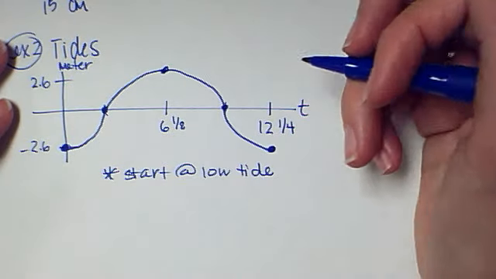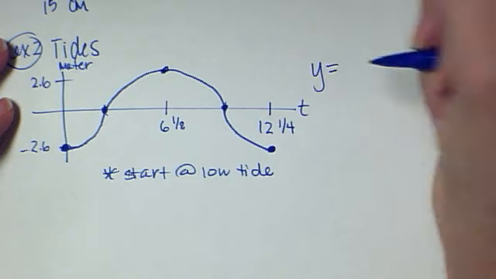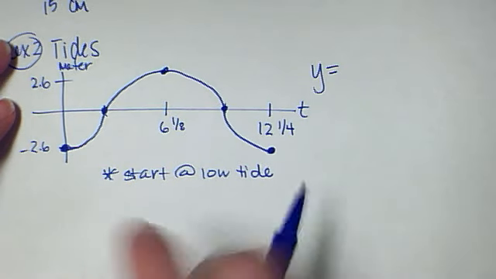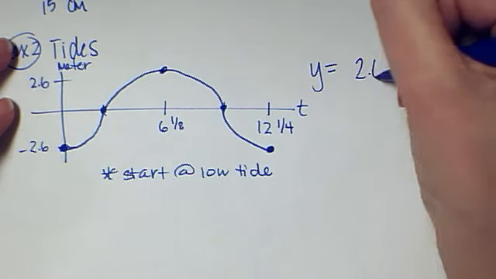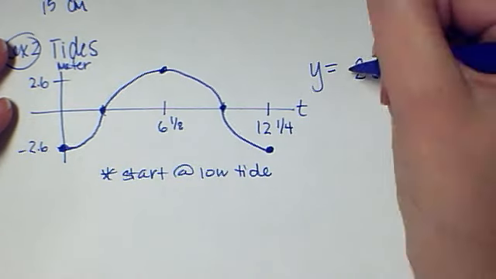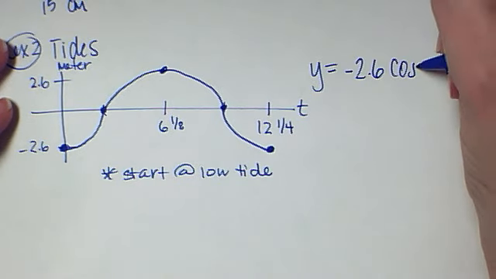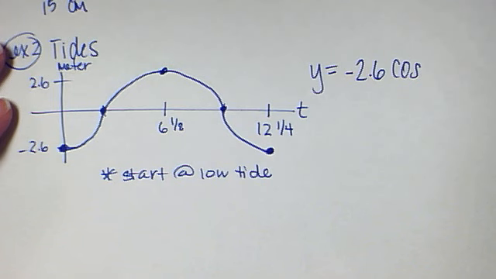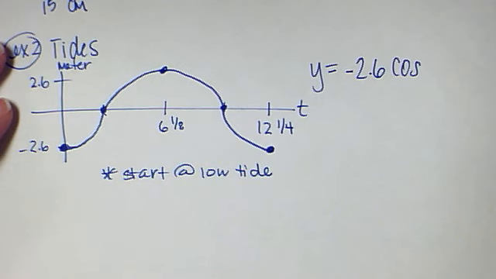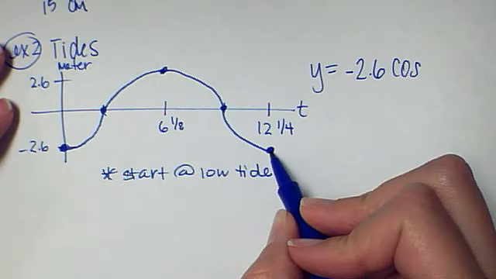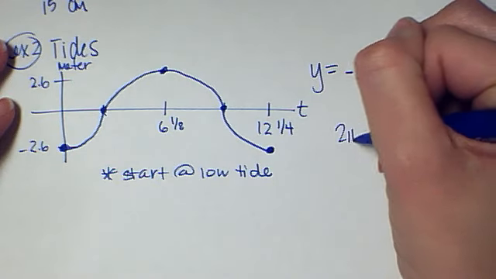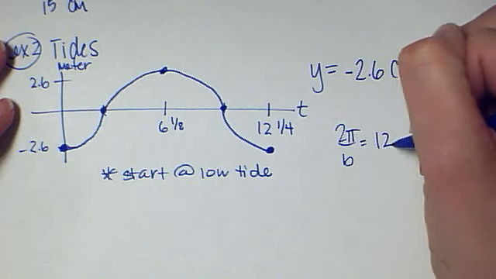So if I'm looking to make an equation, I'm going to do y equals. My amplitude is 2.6, but this one is being reflected, so it is negative. We already said that the cosine was the most closely related relationship. And then we need to find the new period, which is 12 1/4 hours. So 2 pi over b equals 12 1/4.